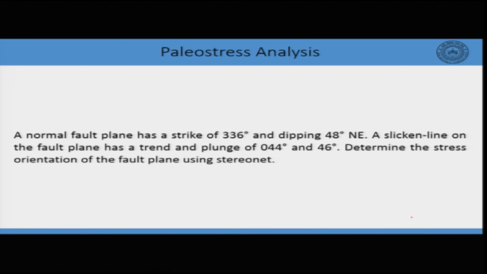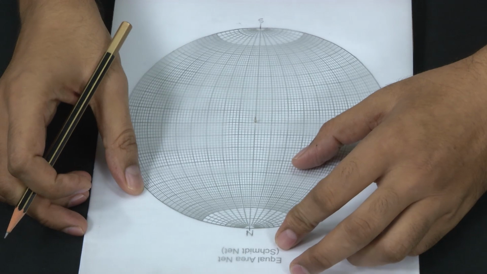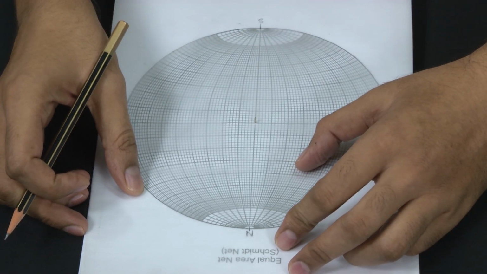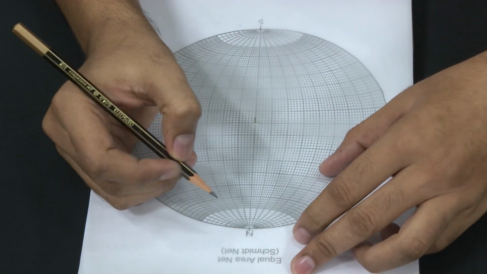So, we will go to the stereonet and solve the problem. We know that the fault is a normal fault, the strike is 336 degrees, and it is dipping 48 degrees northeast. So, first we will mark the strike.